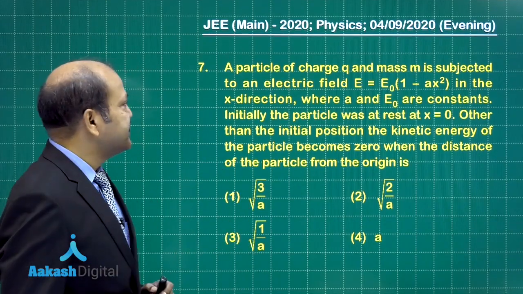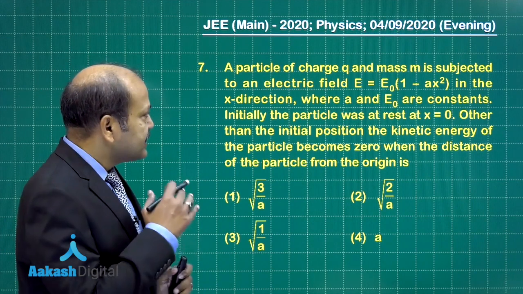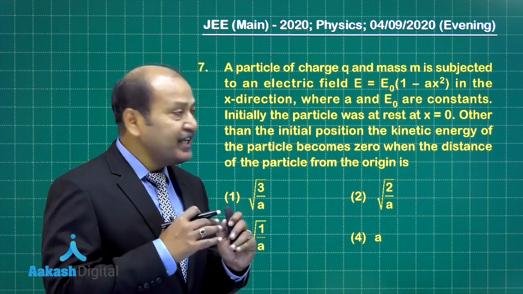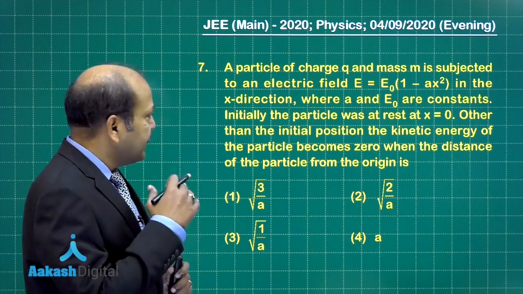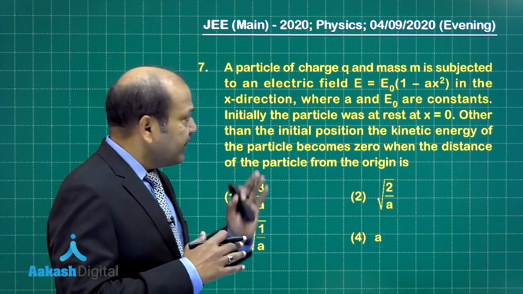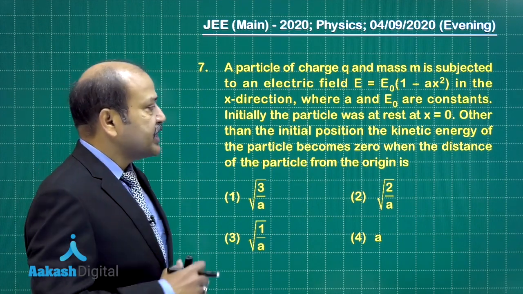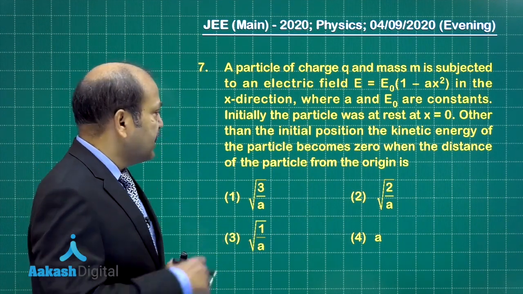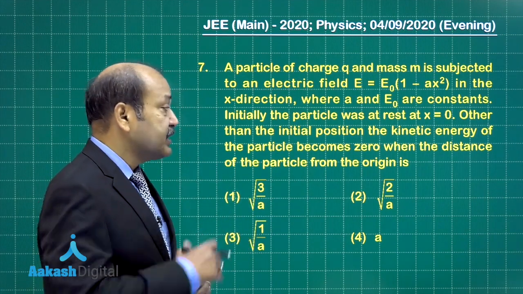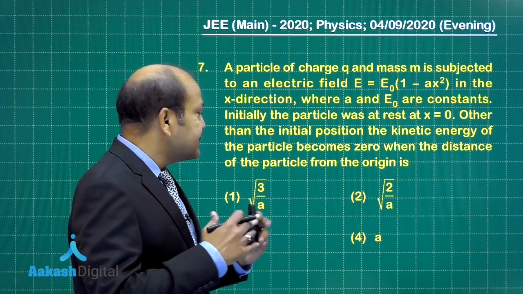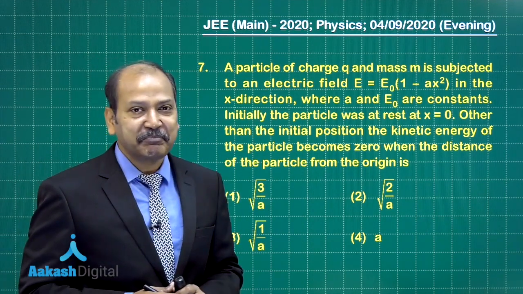And question 7 says, a particle of charge q and mass m is subjected to an electric field E equal to E naught into 1 minus ax square in the x direction, where a and E naught are constants. Initially, the particle was at rest at x equal to 0. Other than the initial position, the kinetic energy of the particle becomes 0 when the distance of the particle from the origin is, and the 4 options are given.